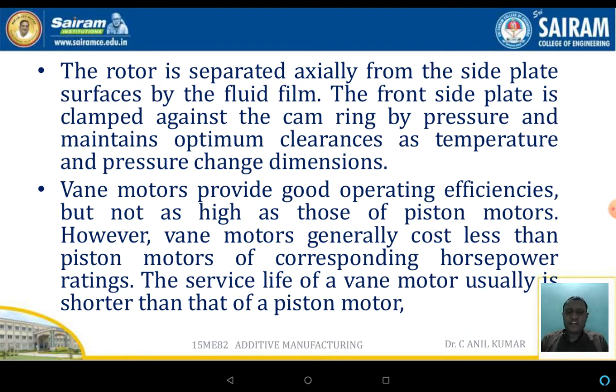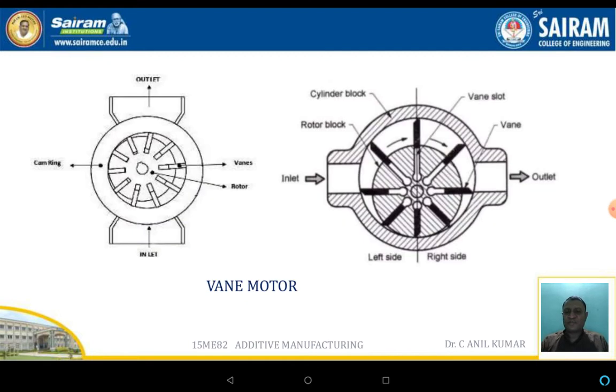Vane motors provide good operating efficiency, but not as high as the piston motors. However, vane motors generally cost less than piston motors of the corresponding horsepower rating. The service life of vane motors is usually shorter than that of piston motors.